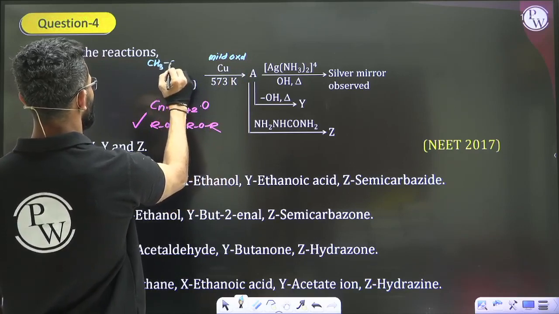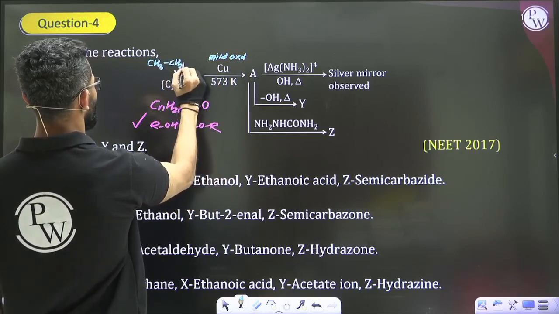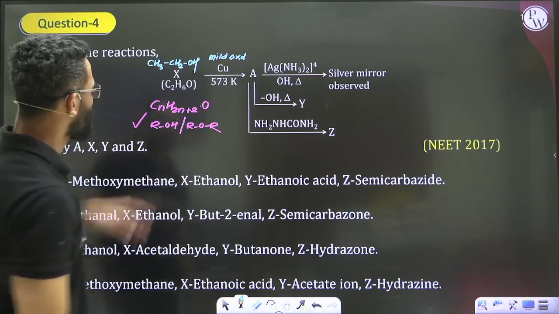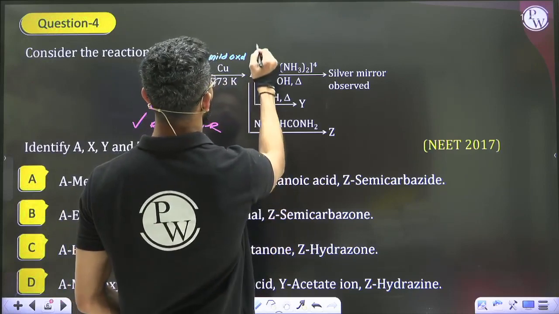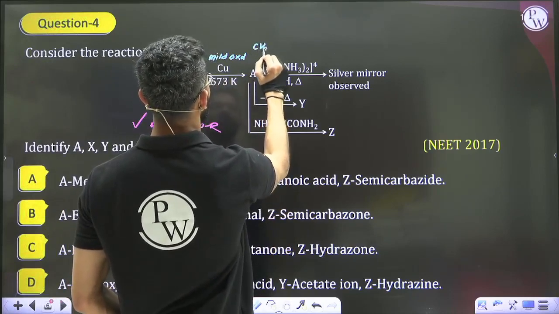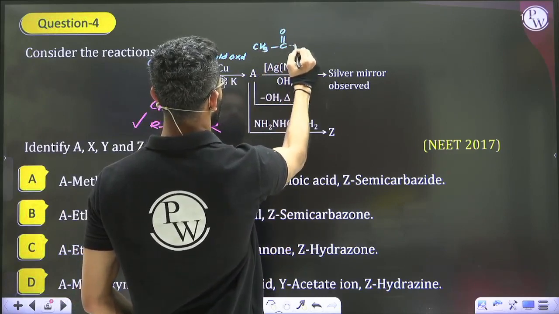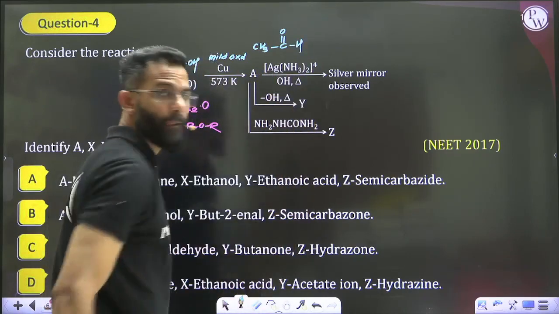So CH3CH2OH. Upon mild oxidation, you'll get A. The number of carbons remains the same, but the primary alcohol gets oxidized to an aldehyde. Here A is acetaldehyde, or you can call it ethanal.